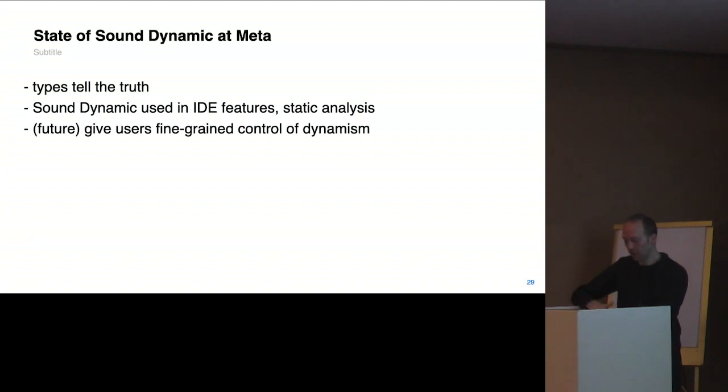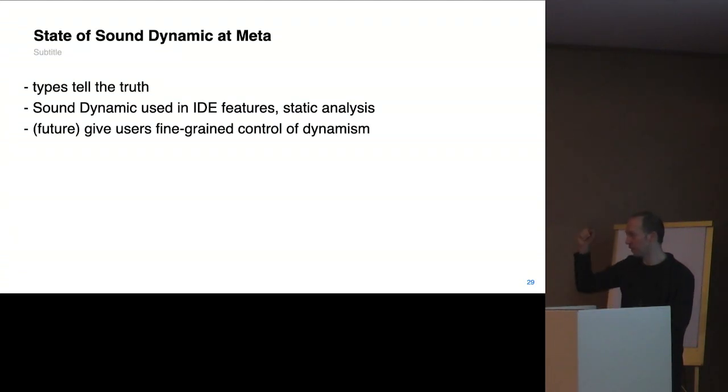Okay, so the problem that we had was that the types were lying, and now the types tell the truth. And this sound dynamic technology is used in our IDE features. It's used in our static analysis. We no longer have a linter that's telling people to remove casts that are actually very important at runtime. And what's next for us is to give users fine-grained control of dynamism.